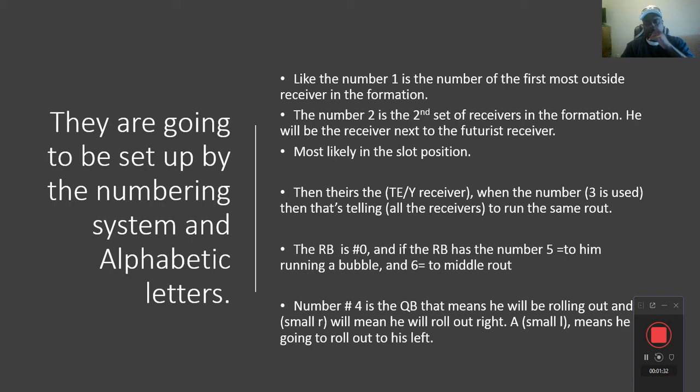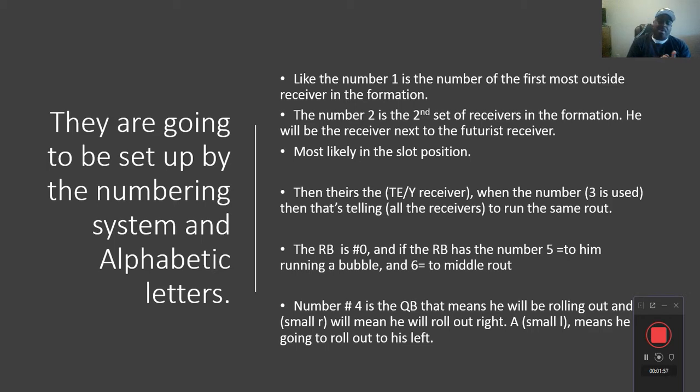Okay, the number 2 is the second set of receivers in the formation. He will be the receiver next to the furthest receiver, most likely a slot position, like the number 2 is going to be in a slot. Then the first tight end or wide receiver: when the number 3 is used, most of the time it will pertain to the tight end.